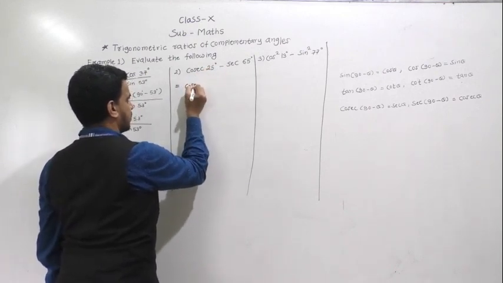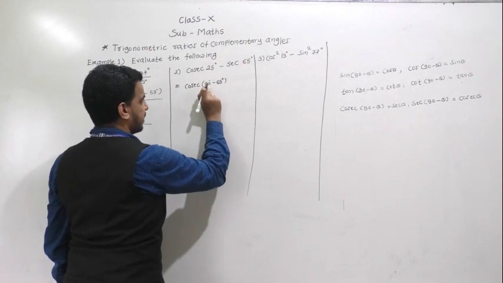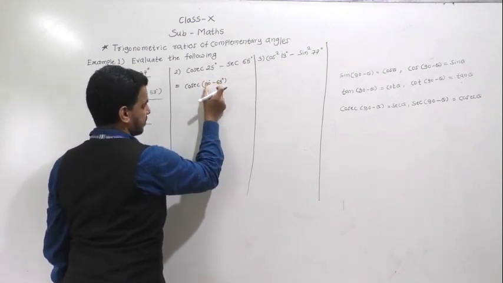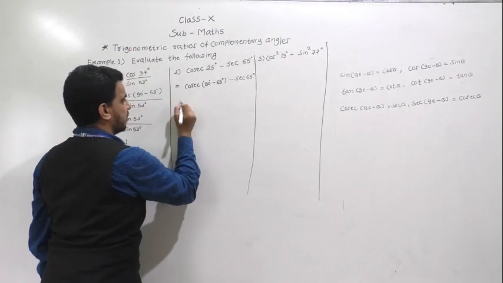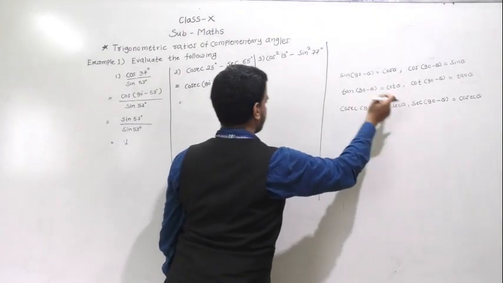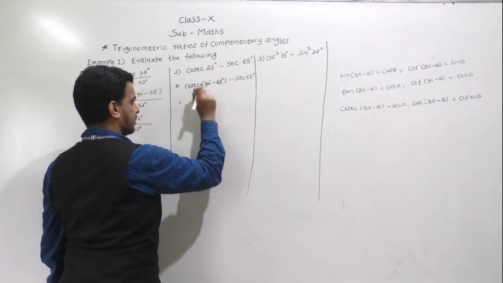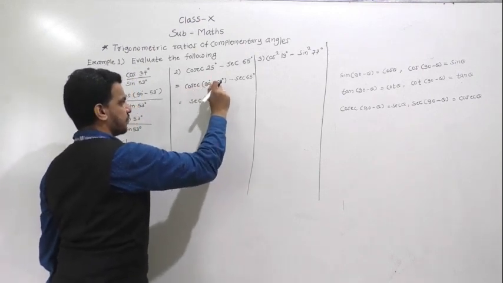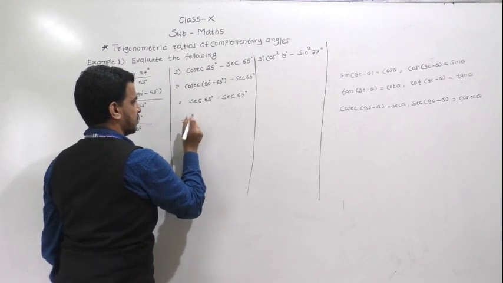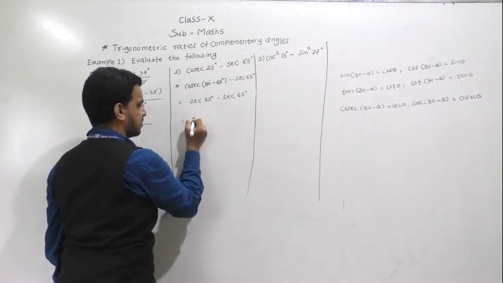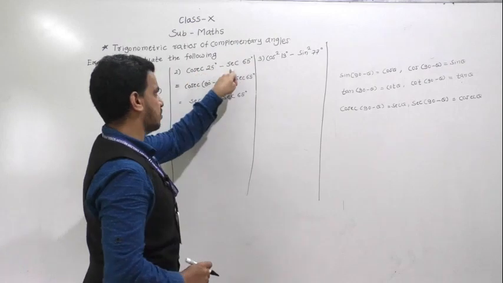So if I am writing cosec 25 degree as cosec of 90 degree minus 65 degree, minus sec 65 degree. Now cosec 90 minus theta is sec theta. So this cosec 90 minus theta we can write as sec 65 degree, here theta is 65 degree. So cosec 90 minus 65 is sec 65, and minus sec 65 degree as it is. So sec 65 degree minus sec 65 degree, answer is 0. So change one of the two, either this or this.